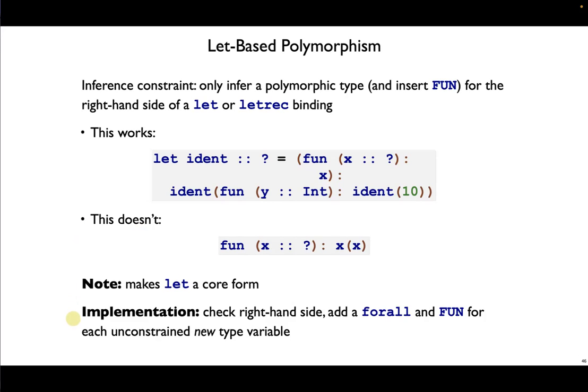Another thing to point out is that when we go to implement this, the variables that we'll introduce inside of our for alls can only be new type variables. They can't be bound in earlier parts of the program. So that's let-based polymorphism, and this is a typical way to get for all types and inference in a language.